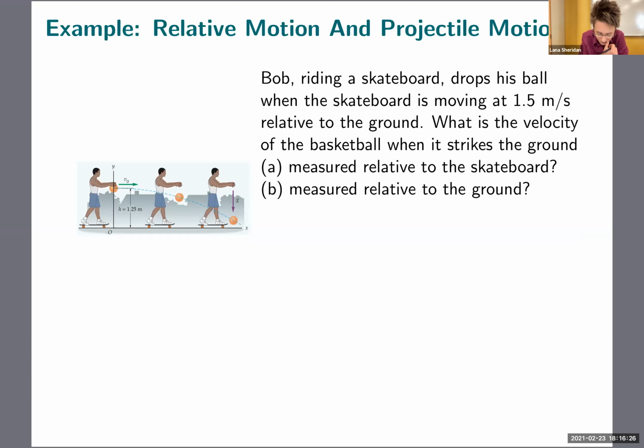Okay, so here's an example. Bob is riding his skateboard and drops his ball when the skateboard is moving at 1.5 meters per second relative to the ground. What is the velocity of the basketball when it strikes the ground, measured relative to the skateboard and measured relative to the ground? Okay, so relative to Bob on the skateboard, I guess this is Bob's frame.